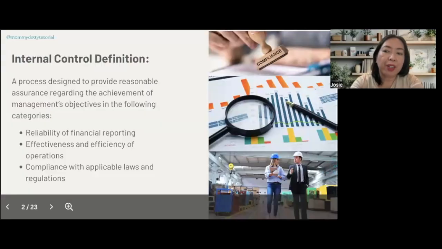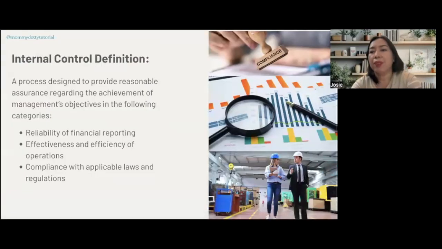So let's define first the internal control. Internal control is a process designed to provide reasonable assurance regarding the achievement of management's objectives in the following categories.